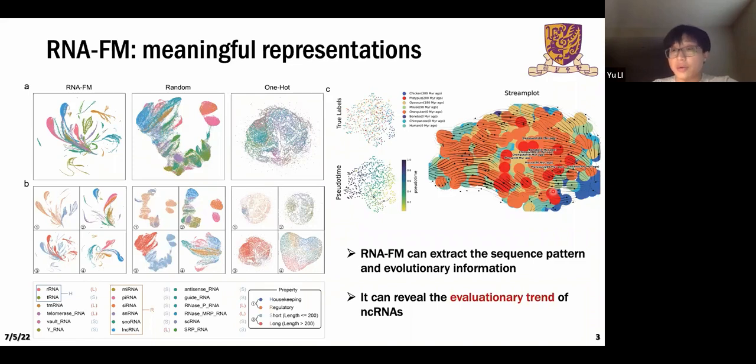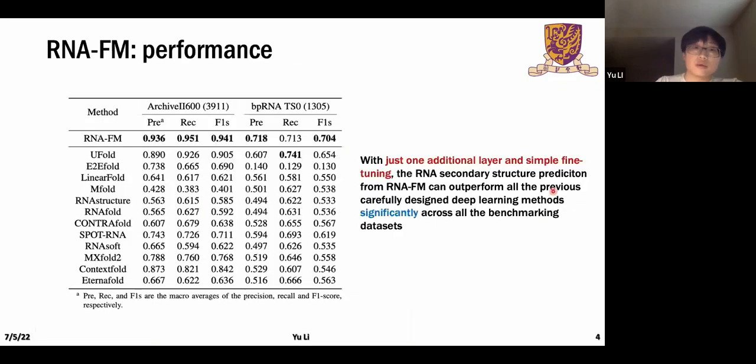And then we check whether our embedding, or representation of the RNA sequence, can improve downstream RNA structure and function prediction tasks. We first check the secondary structure prediction, which is in fact a very, very well-defined problem. Given the RNA sequence, we predict the base pairing within the sequence. We found that if we just add one additional layer and with simple fine-tuning, our method based on the RNA Foundation Model can already outperform all the previous carefully designed deep learning methods significantly across all the benchmarking datasets.